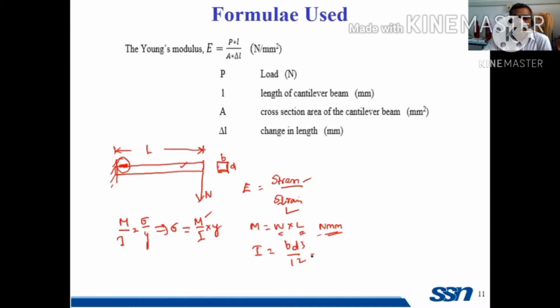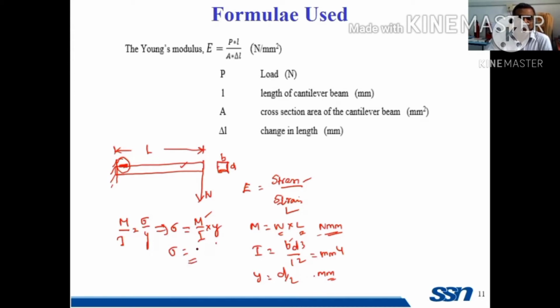We know the value of B and we know the value of D, so you can find this also. You substitute B in millimeter and D in millimeter, so you will get millimeter power 4. What is Y? Y is equal to D by 2, that also you find in millimeter. You substitute in this equation and find the value of sigma.